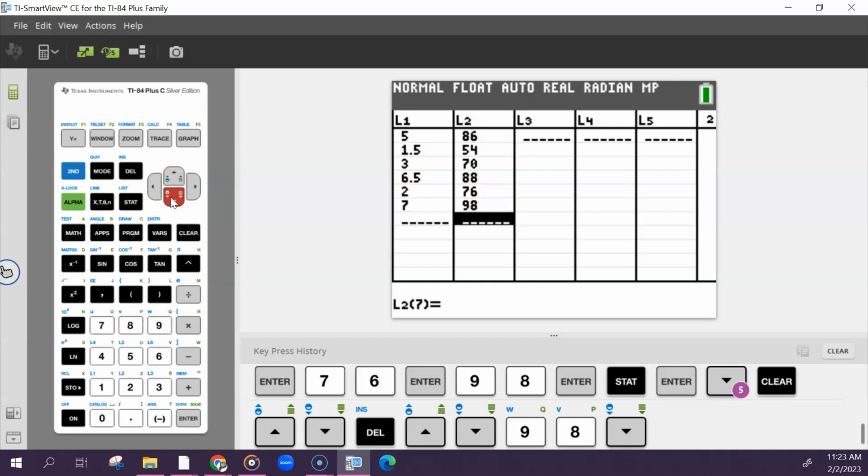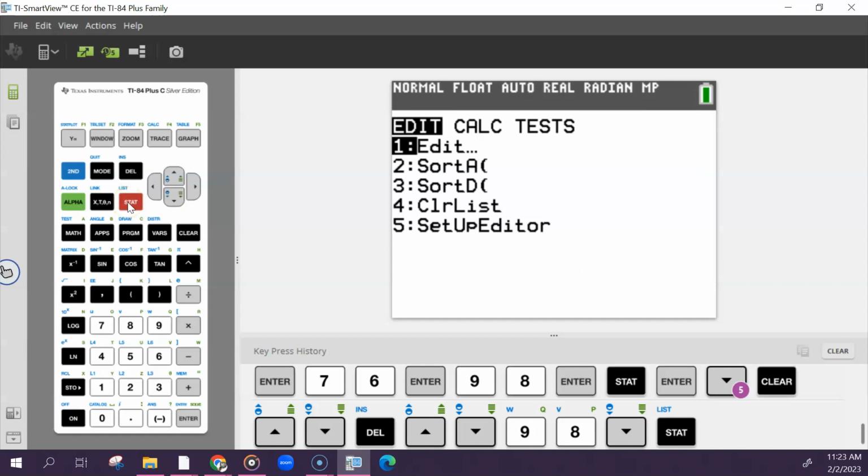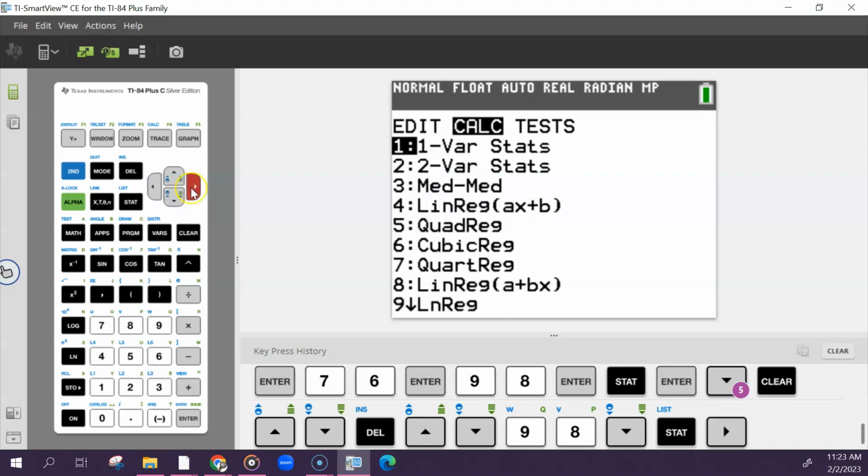All right, so now everyone go into stat. And we're going to go to the next one over to the right, where it says calc or calculate. Which of these things look somewhat familiar? Or somewhat like something we've already done? Matthew? Five. Six. We have talked about cubic functions, yes.